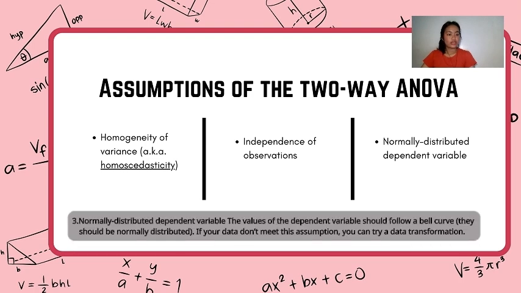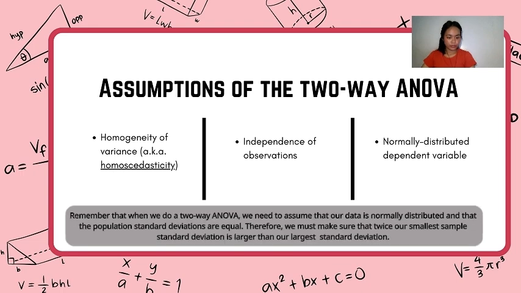And third, a normally distributed dependent variable. The values of the dependent variable should follow a bell curve. They should be normally distributed. If your data don't meet this assumption, you can try a data transformation. Remember, when you do a two-way ANOVA, we need to assume that our data is normally distributed and that the population standard deviations are equal. Therefore, we must make sure that twice our smallest sample standard deviation is larger than our largest standard deviation.